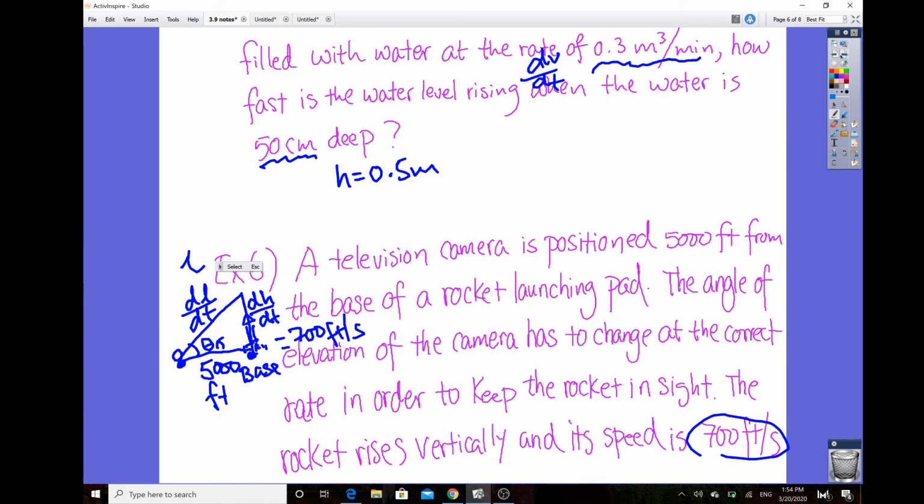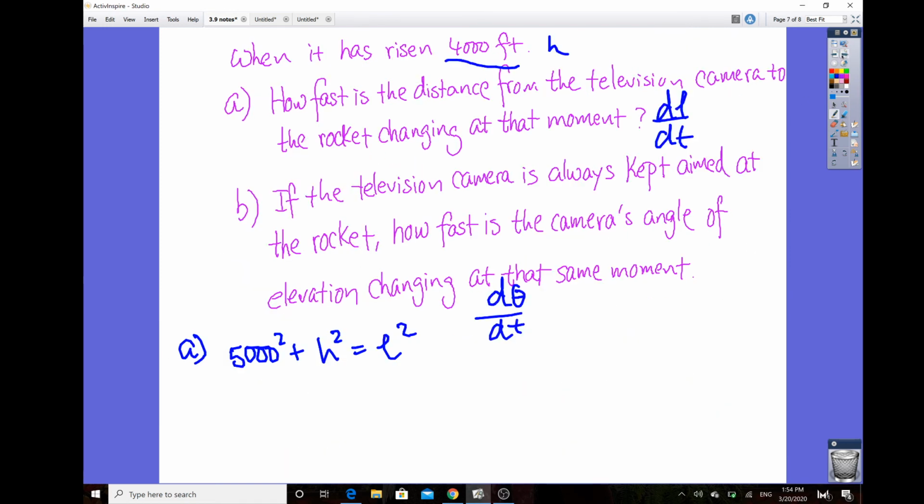Okay, so now let's set up the derivative. The derivative of 5,000 squared would be 0. The derivative of h squared would be 2h times dh over dt. And then L squared, that's just 2L, but don't forget dL over dt. That's what we need to find out. Everything else, just plug in a number.